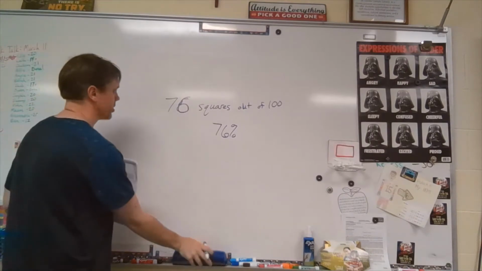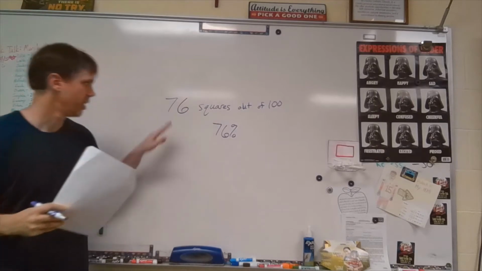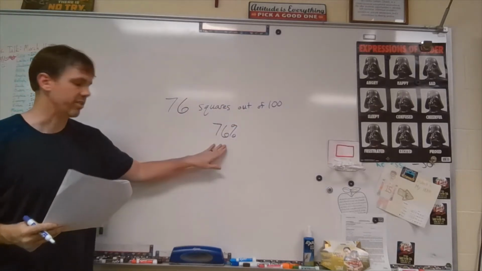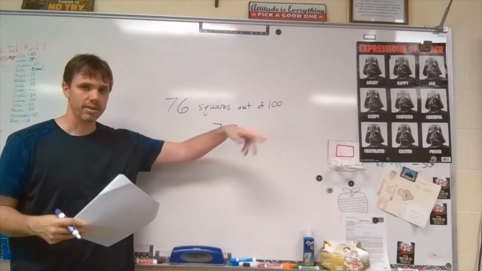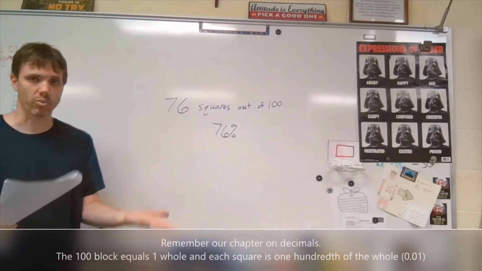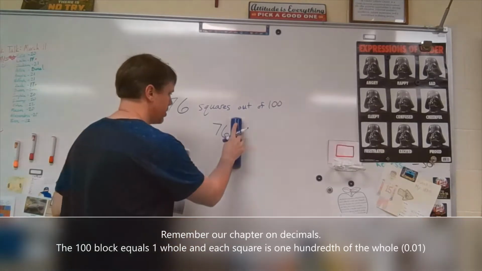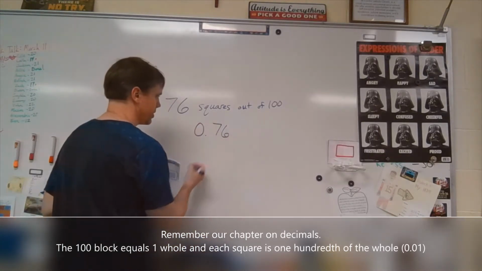Everybody's on board. Sorry about the terrible writing and the fact that I said one number and then started to write another one. All right, so 76 squares out of 100 is 76%. Everybody agrees, right? What if I said that we were talking about decimals, okay? And that 100 was equal to 1. Well, if that was the case, then 76 out of the 100 squares would equal 0.76, right?